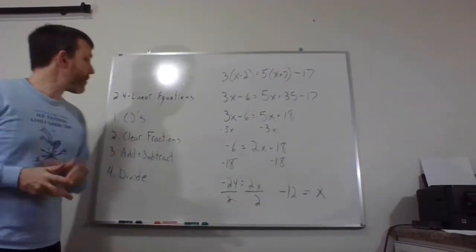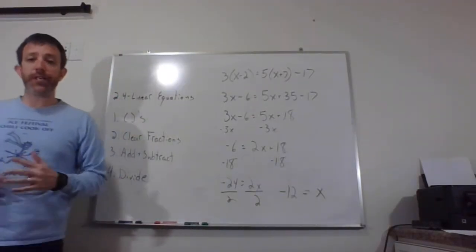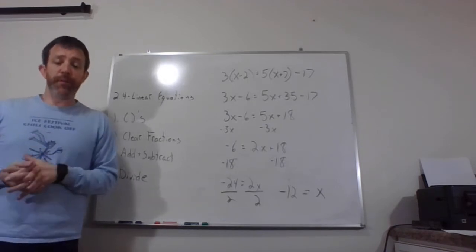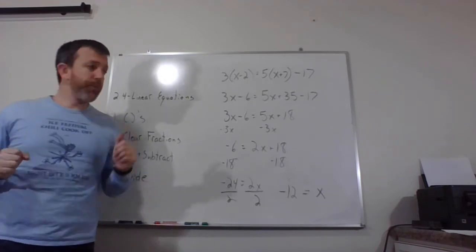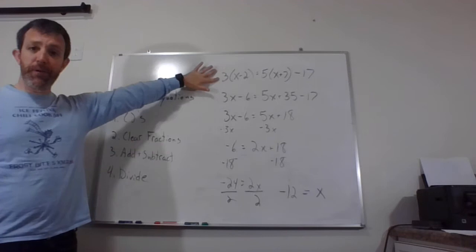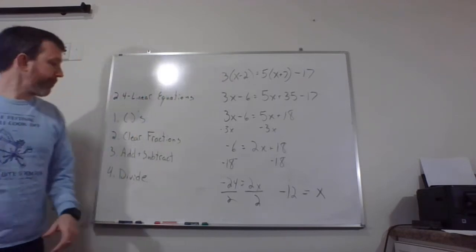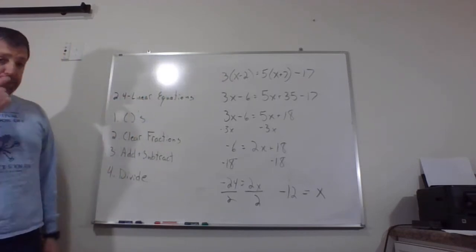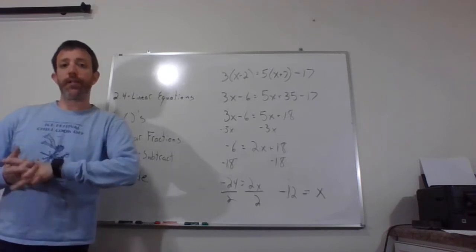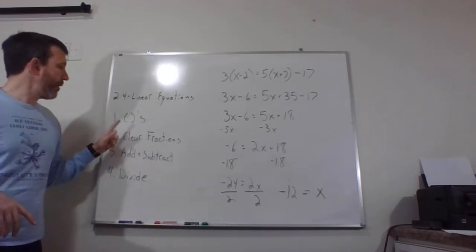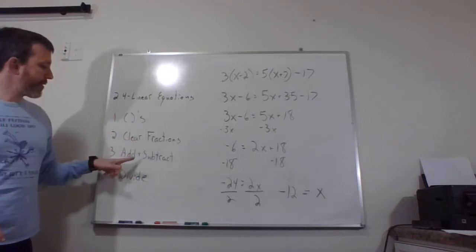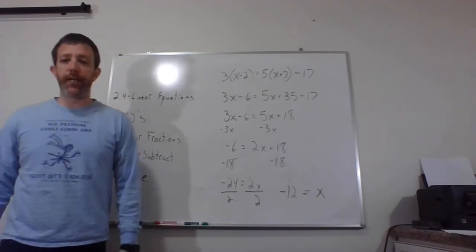Okay, so here in section 2.4, we're looking at linear equations. That's really what we've been working with all along here in chapter 2. So we're going to see the same sort of equations that we've been working with. But again, I've put the list of steps that will work for you up on the board. Do the parentheses, clear any fractions, add and subtract, and finally divide.